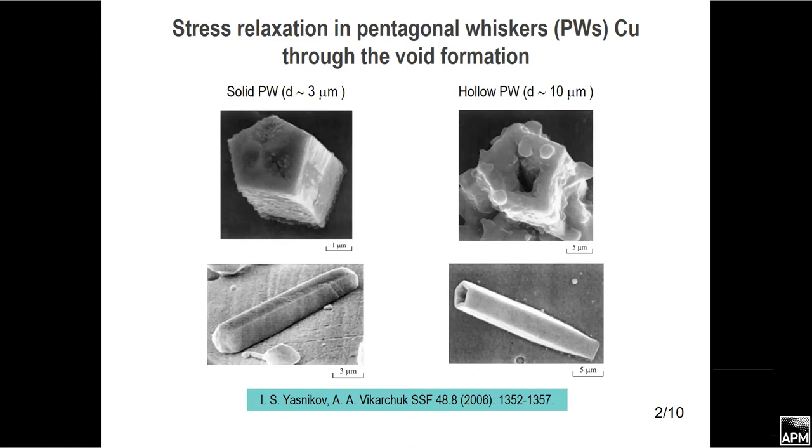And here I would like to look at experimental observations of voids in solid pentagonal whiskers and hollow pentagonal whiskers. The authors of the work make a notice that the hollows were observed in pentagonal whiskers with relatively big diameter, approximately 10 micrometers.